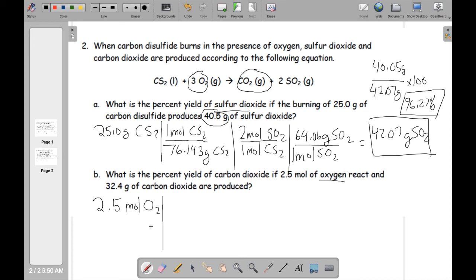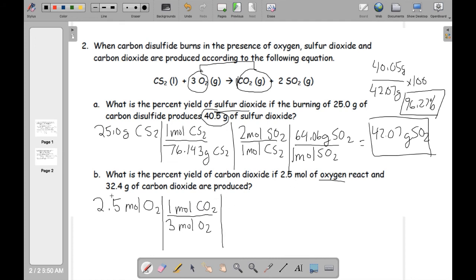Now let's build a ratio. This is our given. This is what we want. The coefficient here is 3. So 3 moles of oxygen. There's no coefficient here, so it's a 1, equals 1 mole of carbon dioxide.